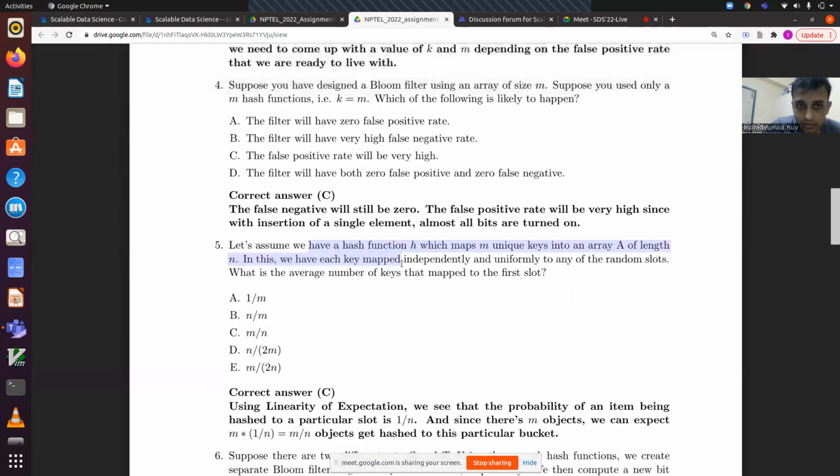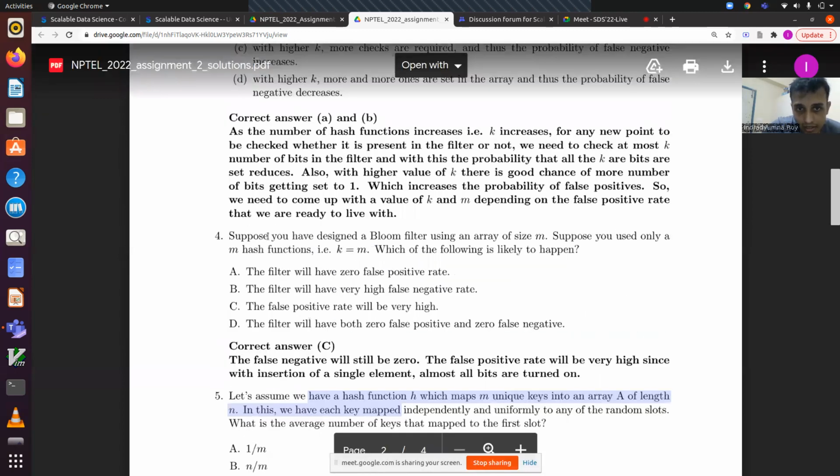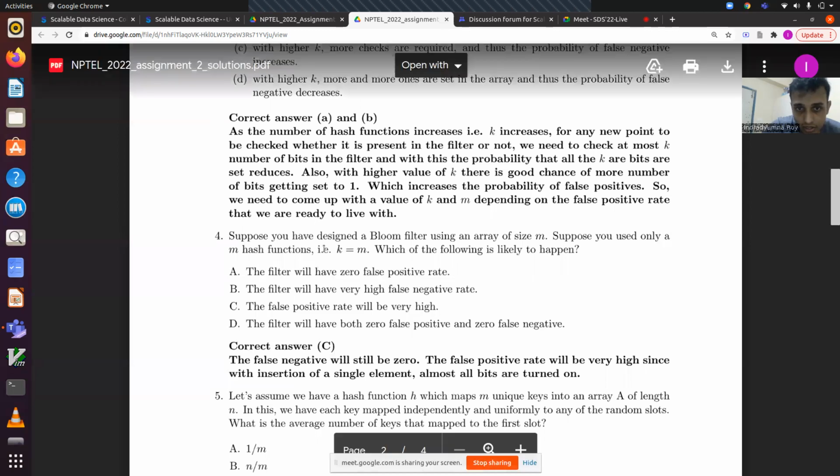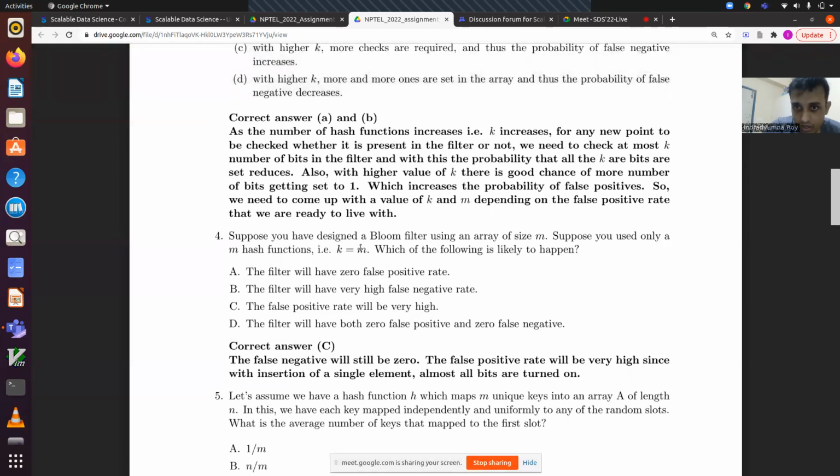Let's say you have designed a Bloom filter using an array of size m. Suppose you only used m hash functions, that is k equals m. What is likely to happen? The false negative will still be 0. The false positive rate will be very high.